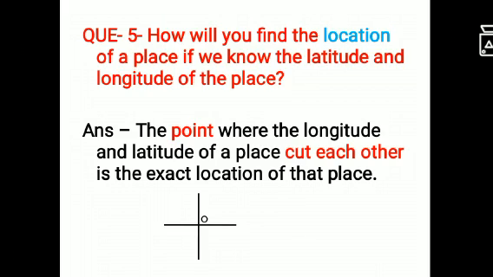Here the line which is coming from top to bottom is longitude and the horizontal is latitude. So the point where they are cutting is O. This point is the exact location of that place.